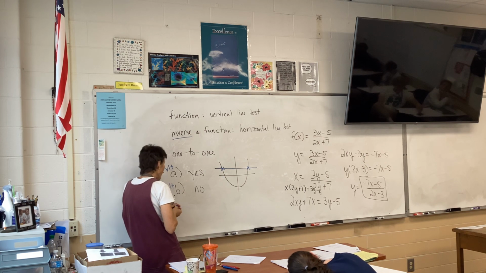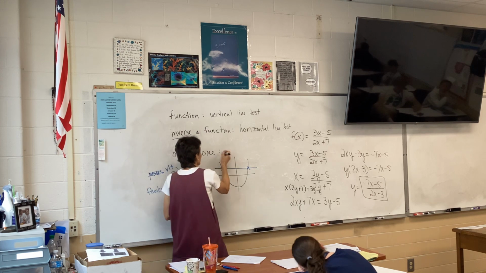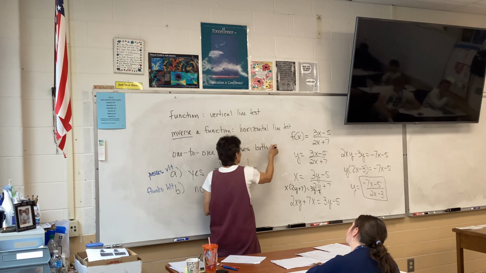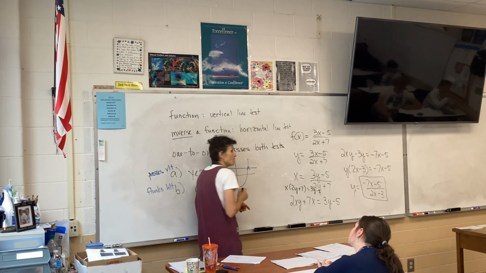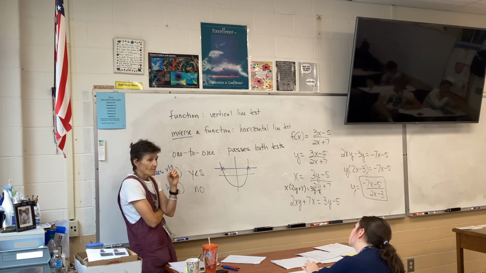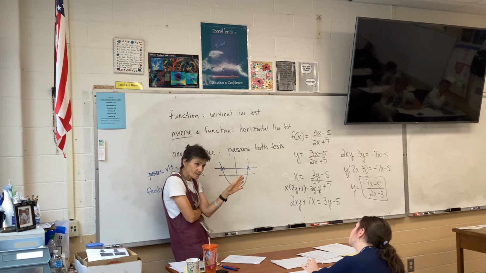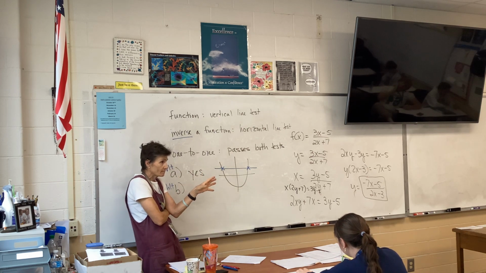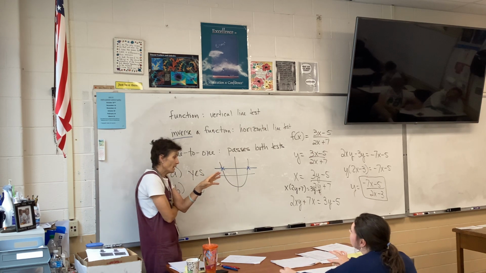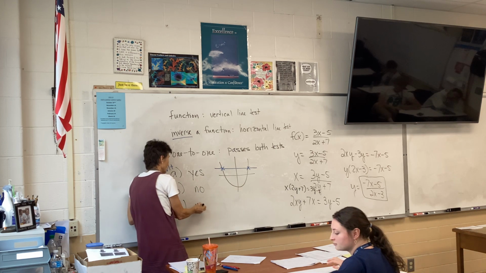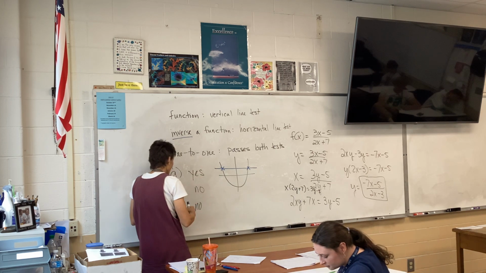And then 1-to-1 means it passes both tests. So if something is going to be 1-to-1, that means you have no repeated x's and you have no repeated y's. You have one of everything. Well, is this one 1-to-1? No. Doesn't pass both tests.